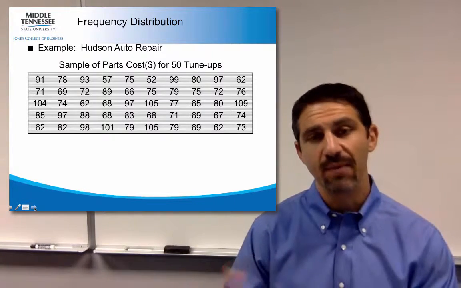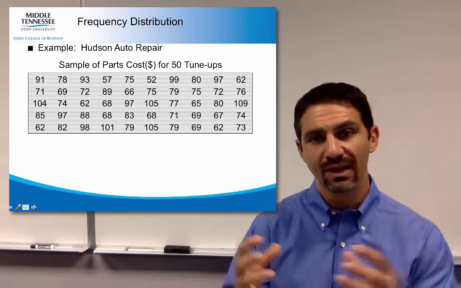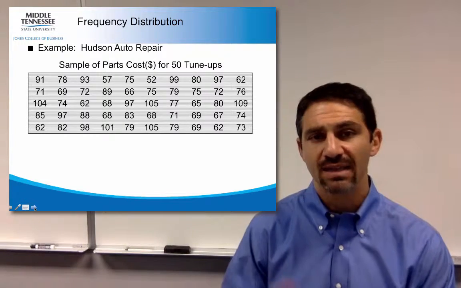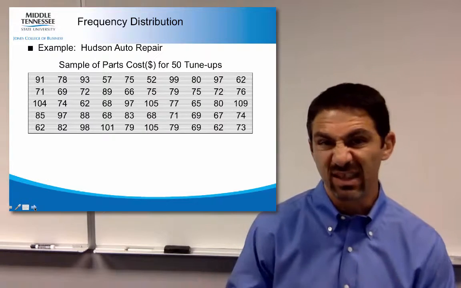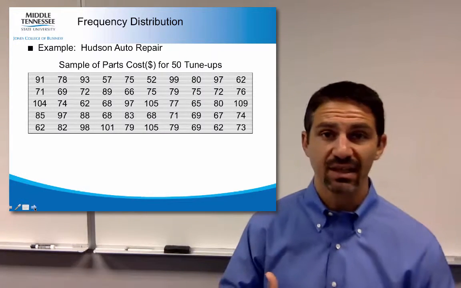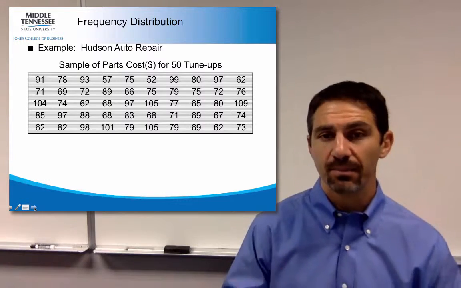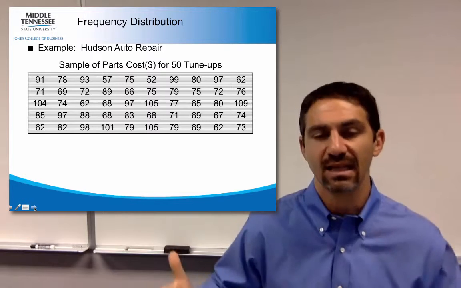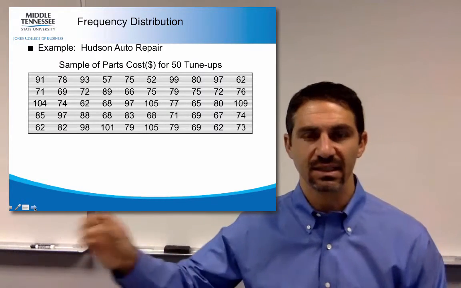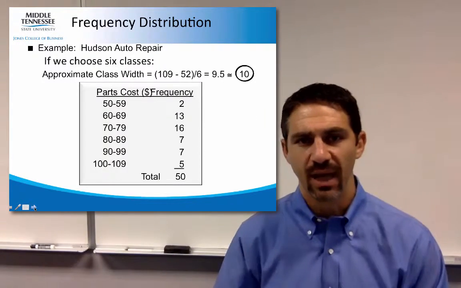But we also may want to look at this in terms of grouping data together and seeing where most of it falls. Is most of the parts cost in the 50s, in the 60s, 70s? These are things we can do, determining different types of categories. In this case, I want to go by, how about the 10s, and look at 50, 60, 70. Let's see if that's what we have here.